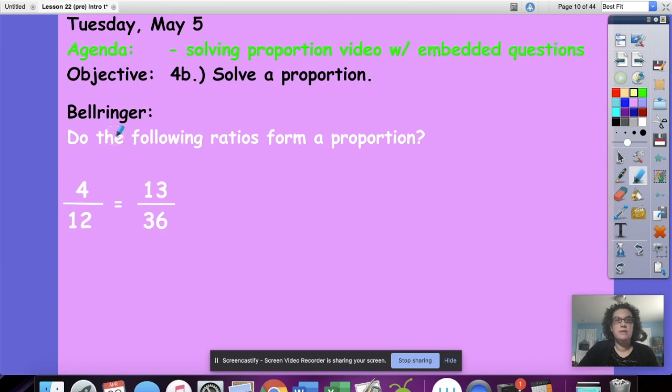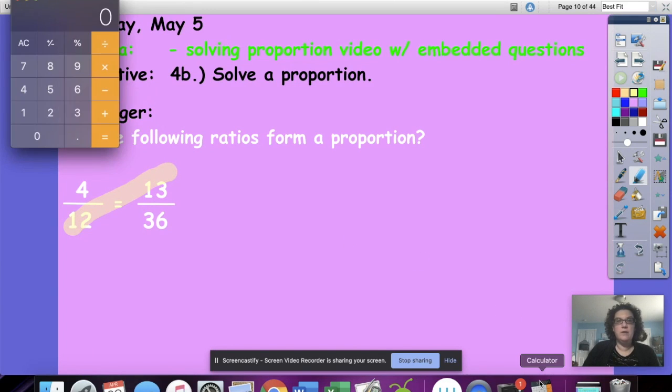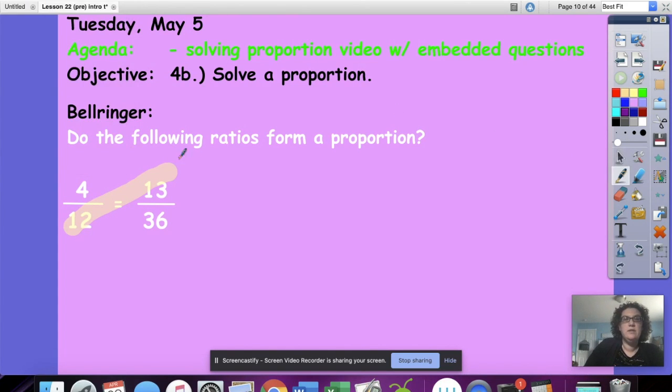So the bell ringer says, do the following ratios form a proportion? Well, we saw yesterday the easiest way to figure this out is to check our cross products. So my first cross product, if I multiply 12 by 13, I can see that that's going to give me an answer of 156. And then yesterday we saw that we would have to find that other cross product. If it's equal, the ratios form a proportion. If it's not equal, they do not.